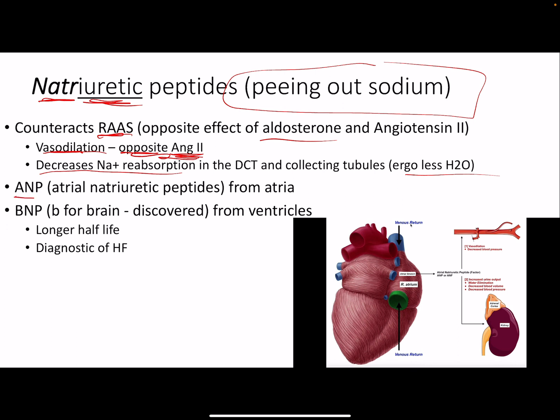ANP comes from the atria. BNP, B is for brain, but that's just where it was discovered. It's really from the ventricles. So ANP is from the atria, BNP is from the ventricles. BNP has a longer half-life, and it's part of the diagnostic workup for heart failure.